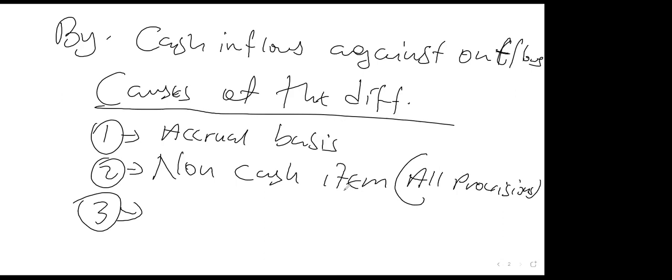Give me examples of provision. In fact, depreciation is a provision. Impairment is a provision. Amortization is a provision. Bad debt. All of them. So all the non-cash items will cause a difference between profit and cash.